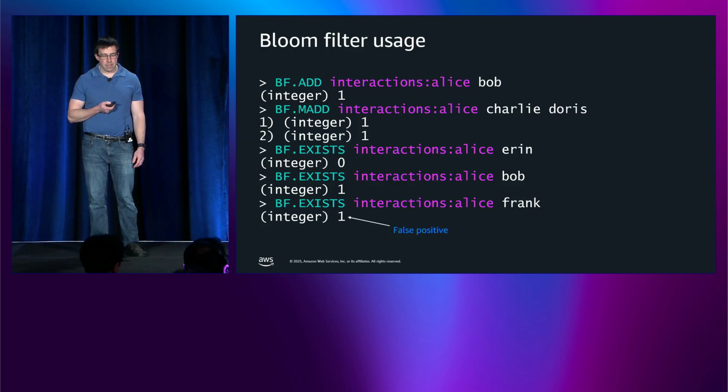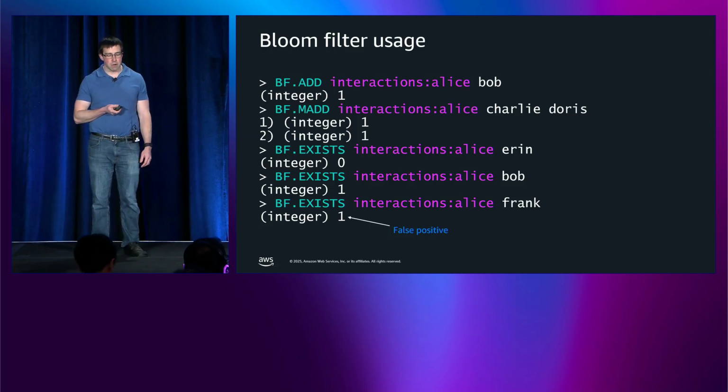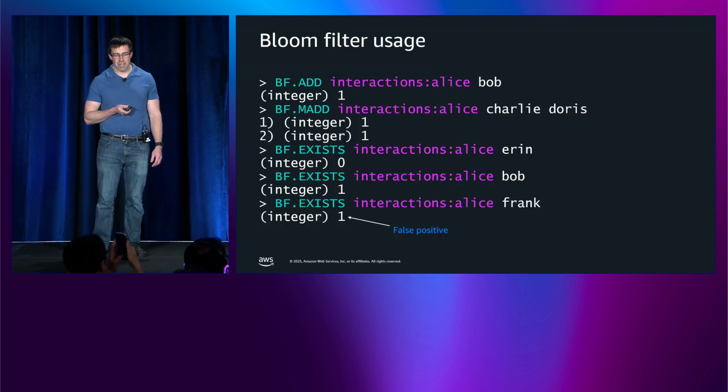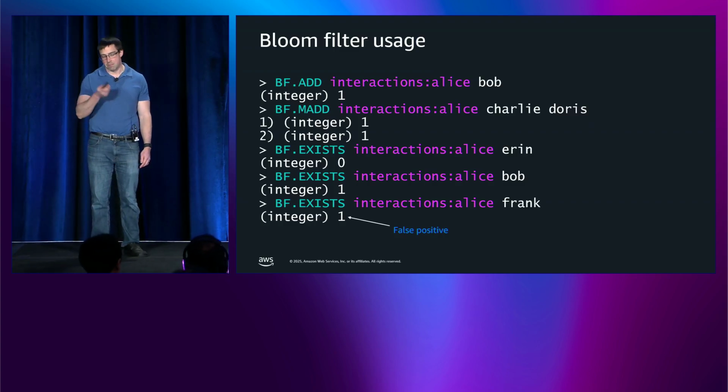But what can happen is that you get back a false positive here. So we're testing whether Frank has been added to the interactions with Alice, but it will conflict in this case with either Bob, Charlie, or Doris's hash values, and we get back a 1.